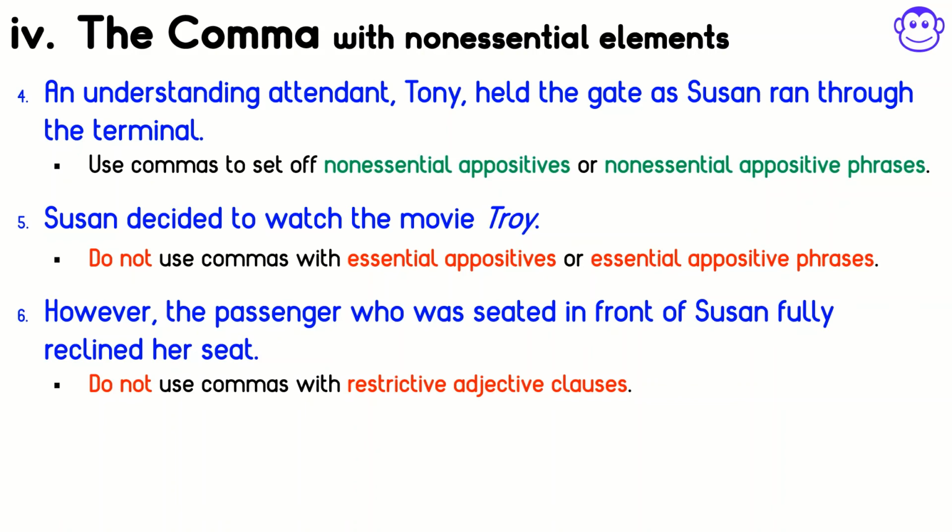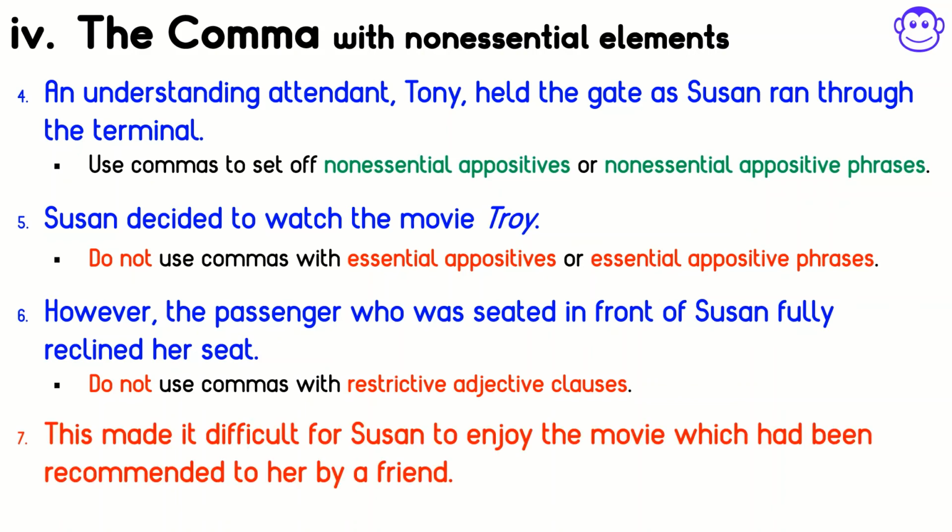So we move on to the final entry in the saga of Susan. This made it difficult for Susan to enjoy the movie, which had been recommended to her by a friend. At the end of this sentence, we have another adjective clause. This time, the pronoun is which, the verb is had been, and it modifies the main clause noun, movie.